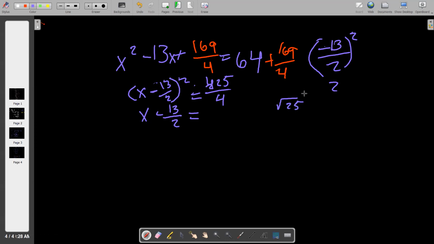It takes 16 quarters to make $4. So if you need $4.25, you need one more quarter. 17. You need that extra quarter to go to the 25 cents.